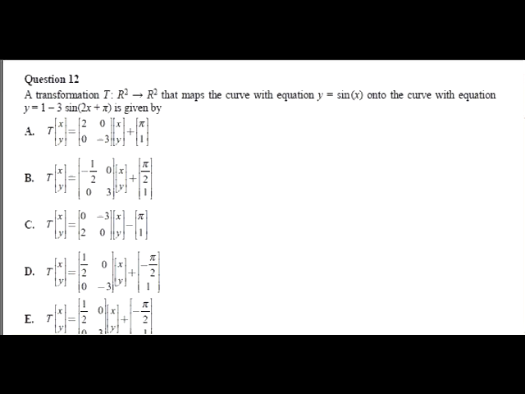Question 12. It doesn't look like something people will like. Question 12 talks about transformations. A lot of you don't like this. There's an easy way of doing it. Let me show you.